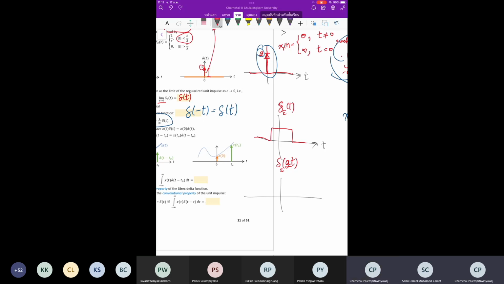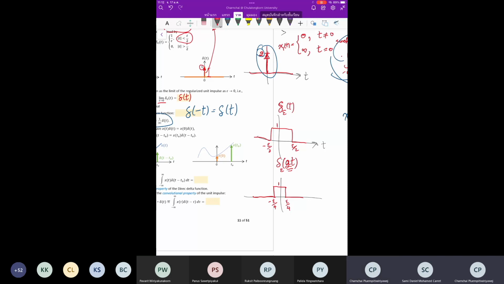Okay, it's going to get squeezed. Suppose this is from negative epsilon over 2 to epsilon over 2. If this delta 2t is going to be epsilon over 4, and this is epsilon over 4, it gets squeezed. The height is still 1 though.